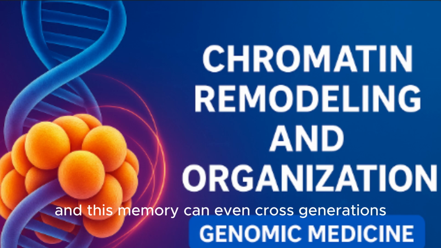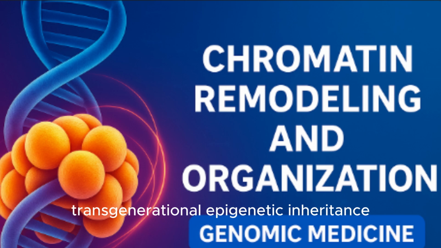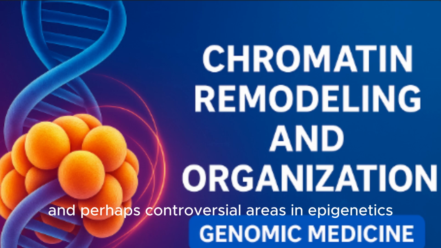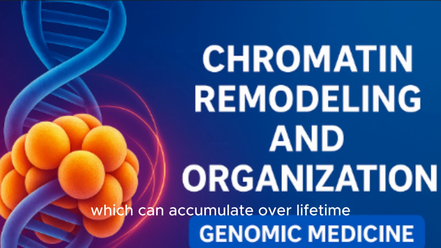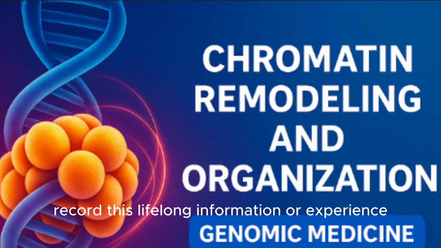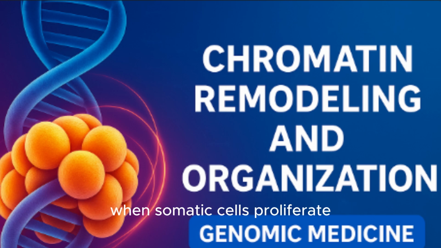And this memory can even cross generations. That was a really mind-bending concept, mentioned: transgenerational epigenetic inheritance. Yes, that's arguably one of the most profound and perhaps controversial areas in epigenetics currently. What our sources detail is that changes in epigenomic patterns, which can accumulate over a lifetime due to environment and lifestyle, sometimes called epigenetic drifts, are how our somatic cells, our body cells, record this lifelong information or experience. These drifts can then be inherited by daughter cells when somatic cells proliferate, ensuring that the cell lineage maintains its acquired characteristics or adaptations.